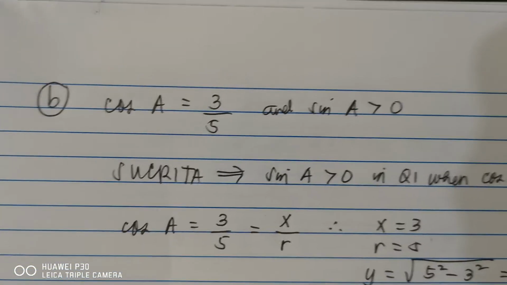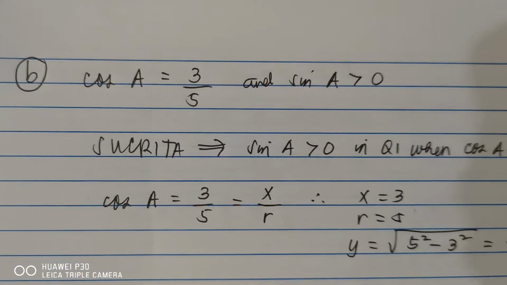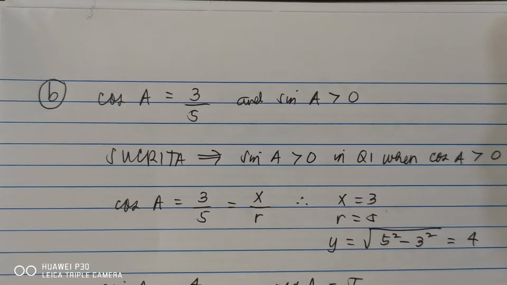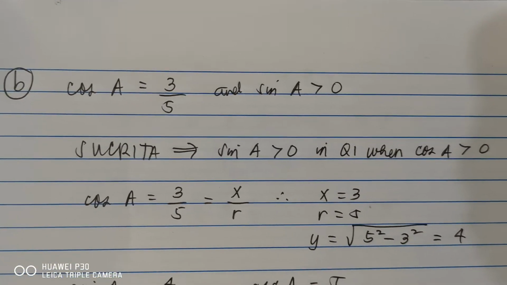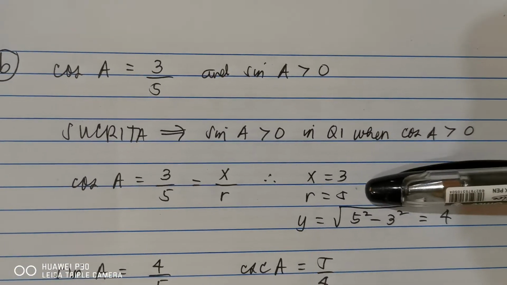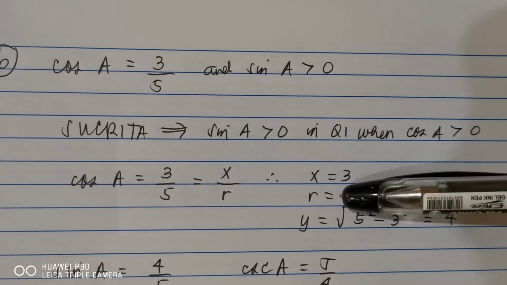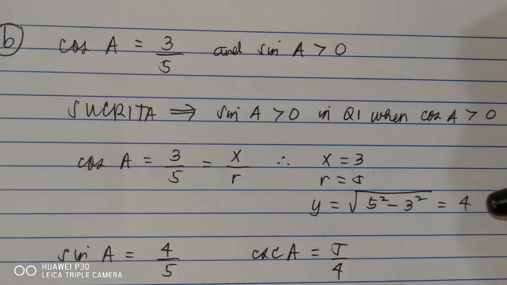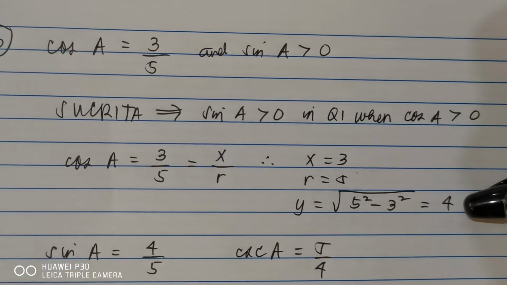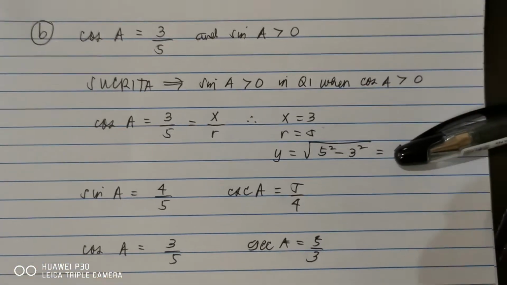So using cos A equals 3/5, cos A is defined as x over r, so x is equal to 3 and r is equal to 5. Using the Pythagorean theorem, we have 5 squared minus 3 squared because r is given and y is unknown. So using our scientific calculator, it's equal to 4. Now we will substitute.